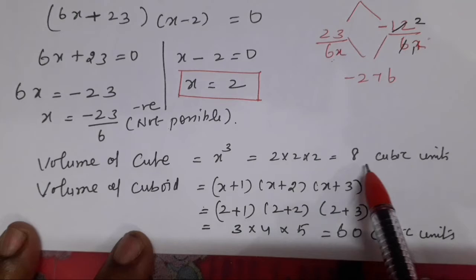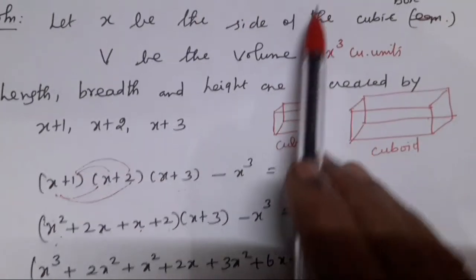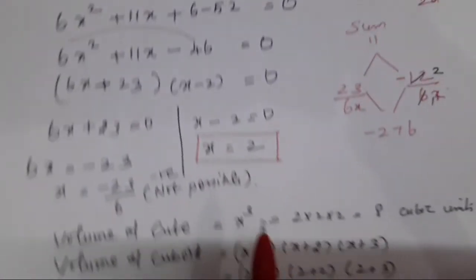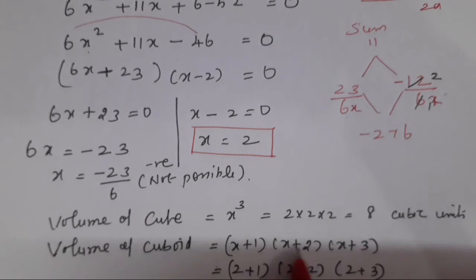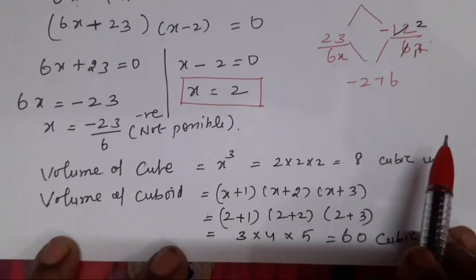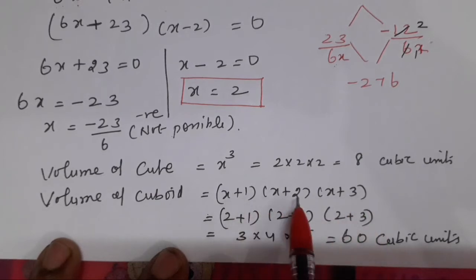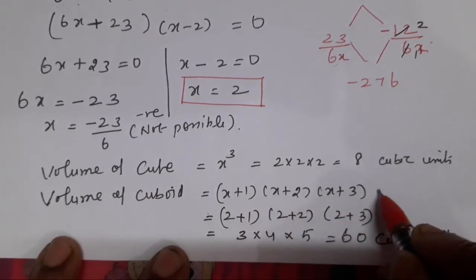2 2s are 4, 4 2s are 8, so 8 cubic units. But what is the question asking? The volume of the cuboid. What is the length, breadth, height? x plus 1 into x plus 2 into x plus 3. If you want, write cubic units.